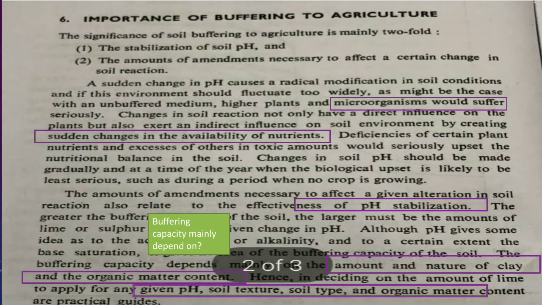And if we decide to apply some lime, what should we see? pH, soil texture, soil type, and organic matter of the soil. Thank you for watching this slide.